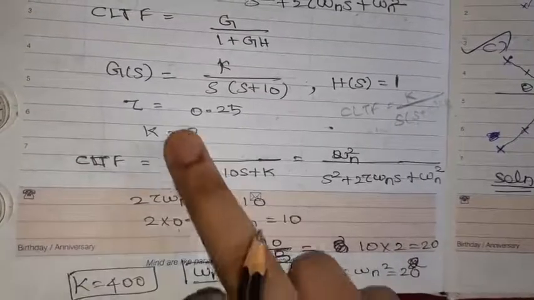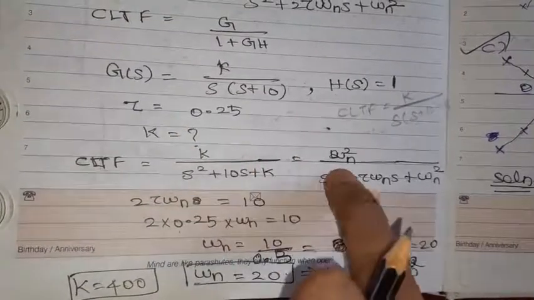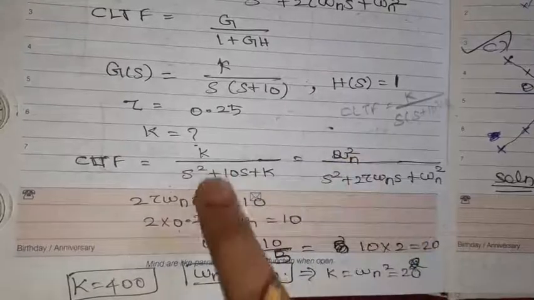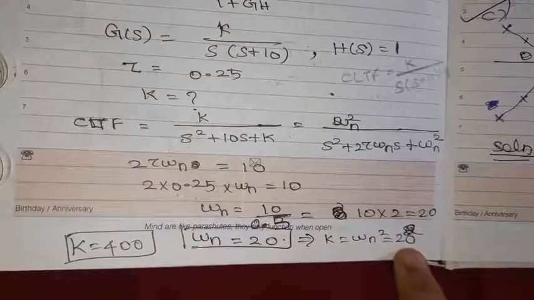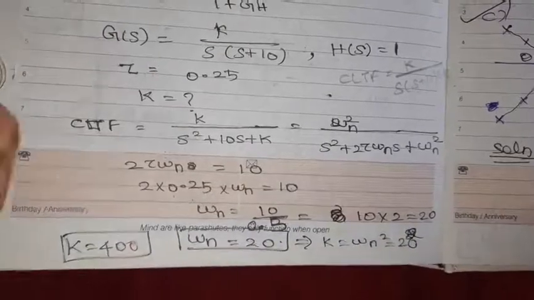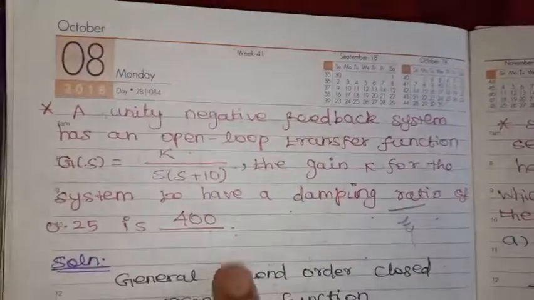So what do we need to find out? The K value. K is nothing but omega n squared. Omega n is 20, so what is omega n squared? 20 squared, we will get 400. So the K value is 400.